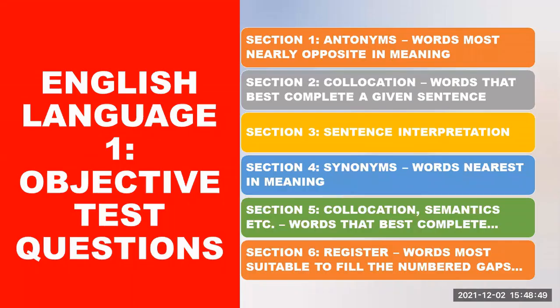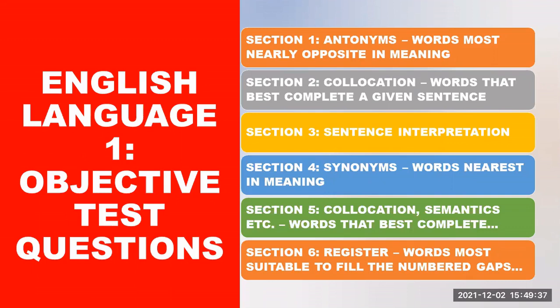All right. Now, the objective test questions, which is English language paper 1 in some cases, can be subdivided into 6 sections. So you can see that section 1 has to do with antonyms, words most nearly opposite in meaning. Section 2 has to do with collocation, words that best complete a given sentence. Section 3 has to do with sentence interpretation. You are given a list of options and you have to pick the option that best interprets a given sentence.